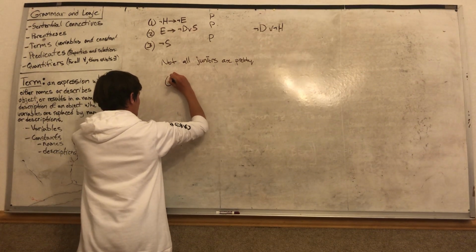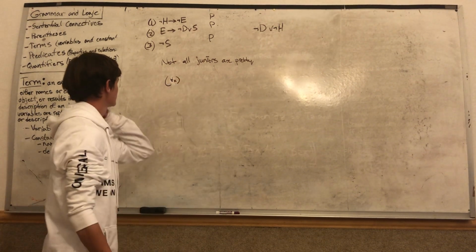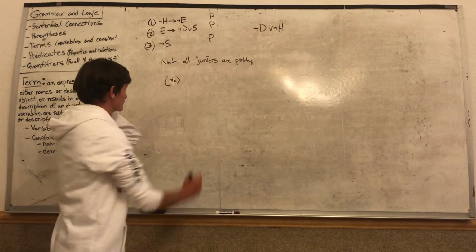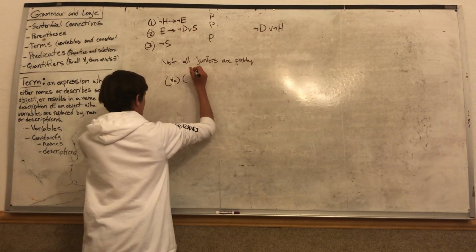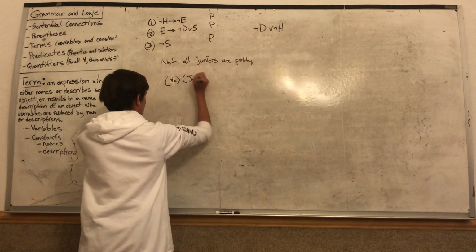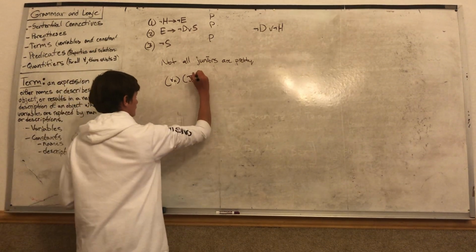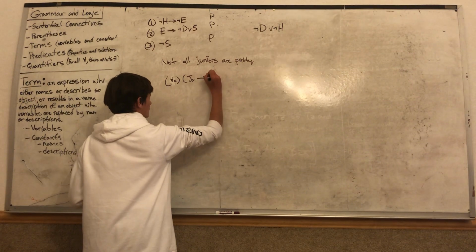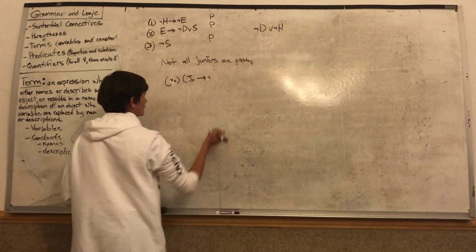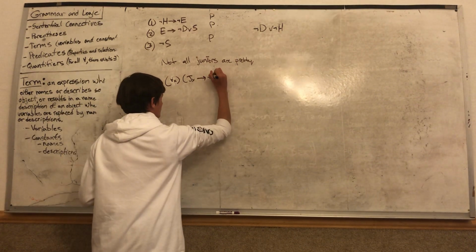Slightly different. Not all juniors are pretty implies not all of them. If I have some marbles, do I have all the marbles? There exists some juniors who are not pretty. So they're not saying the same thing.